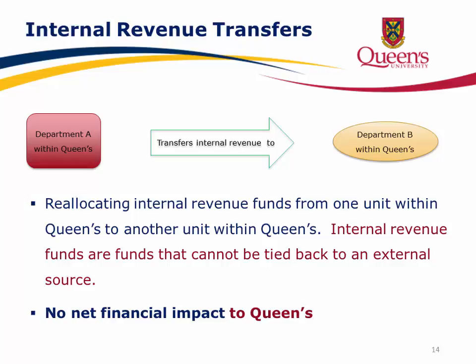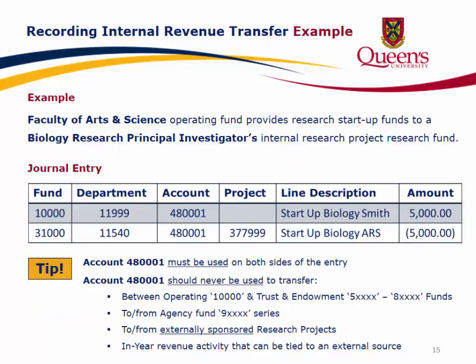There is no net financial impact to Queen's. For example, the Faculty of Arts and Science Operating Fund provides research startup funds to a biology research principal investigator's internal research project research fund. To record the entry, the Revenue University Funds account 480001 is used on both sides of the entry.